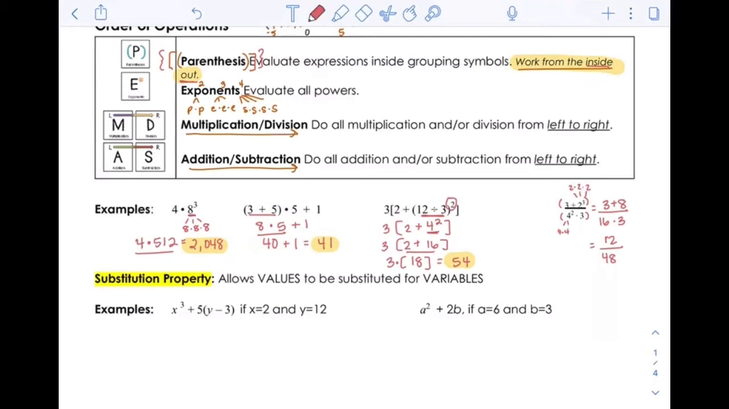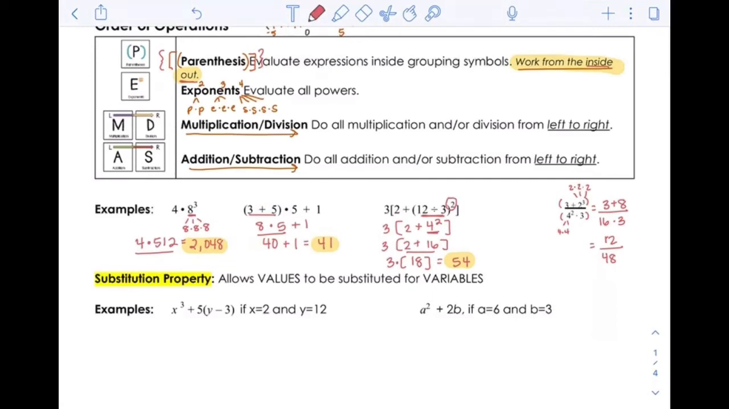Now, here we have 12 over 48. I have a small number on top divided by a big number. If I plug 12 divided by 48 into my calculator, you're going to get a decimal or a fraction. So rather than putting our answer in decimal form, we're just going to simplify this fraction, meaning I'm going to ask myself, what number can I divide both the top and the bottom by? We're just going to simplify it.